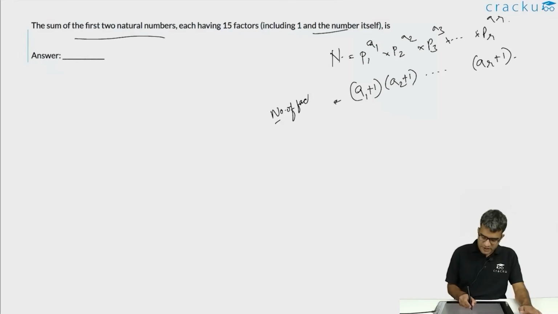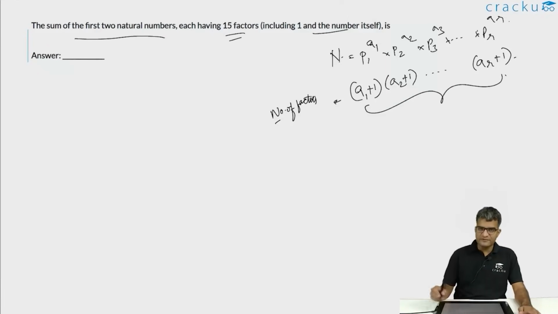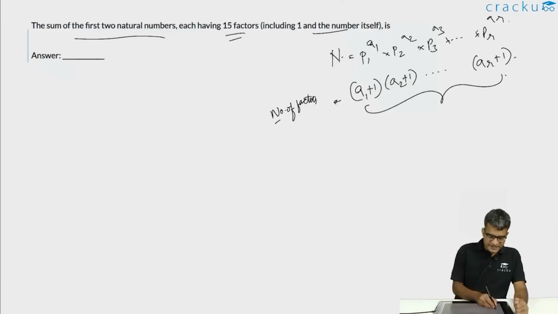What we are told is that this number has 15 factors. So this product is equal to 15. How can you express 15 as a product of some numbers? Either that is 1 into 15, or the other way around, it is 15 into 1, or it is 3 into 5, or 5 into 3.